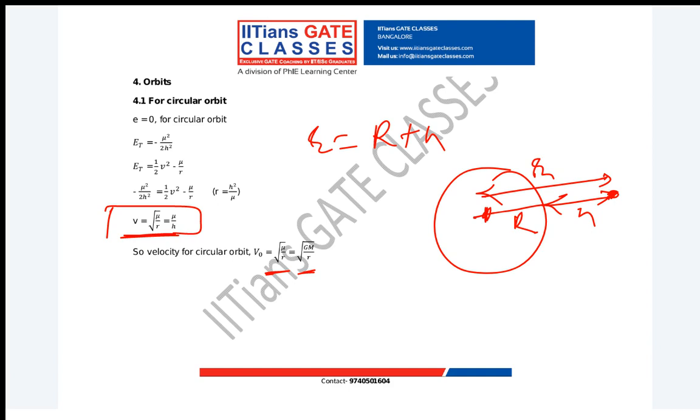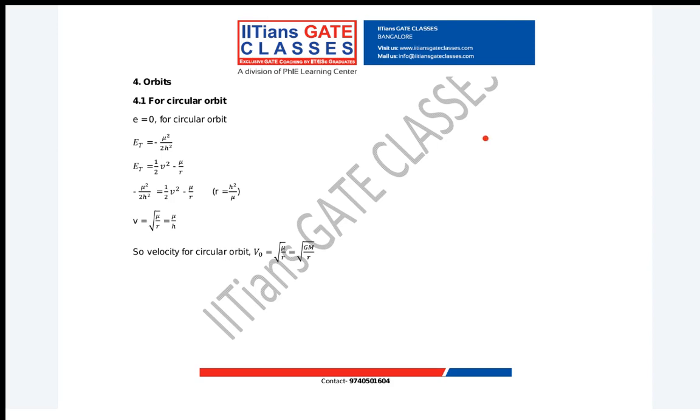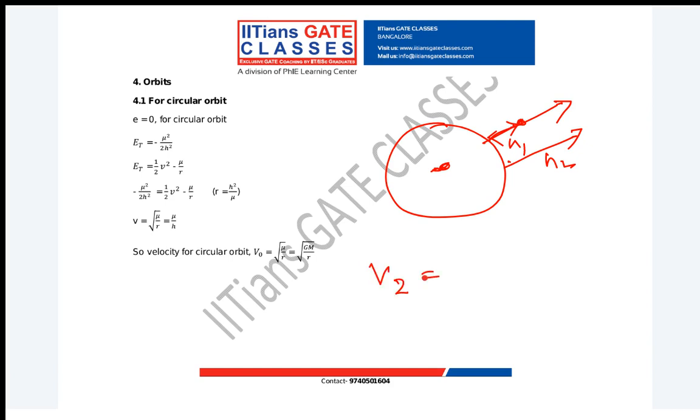Now, what is the important point here? r must be measured from where? From the center of Earth. And it is R plus h. So the velocity is under root mu upon R plus h. Now guys, sometimes what happens, suppose you have an object which is at some altitude h1, and you want to move from this h1 to a new altitude h2. So how much velocity will be required? Will it be v2, which is under root mu upon R plus h2, or something else?